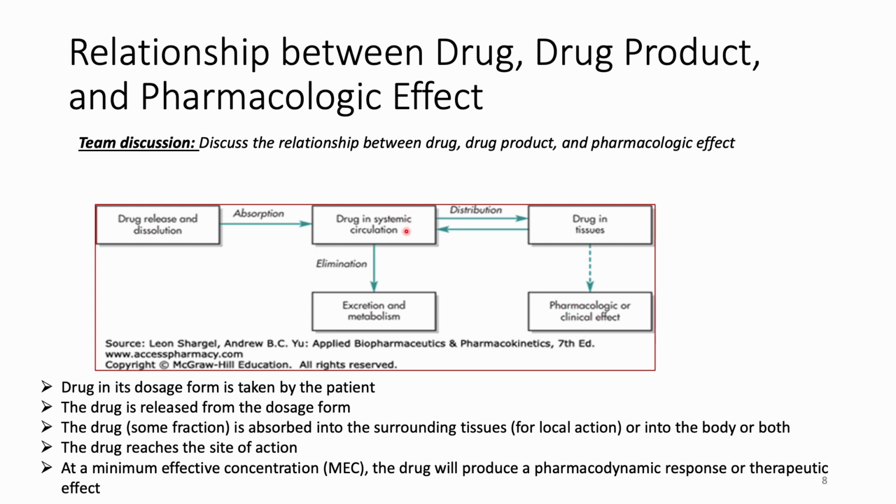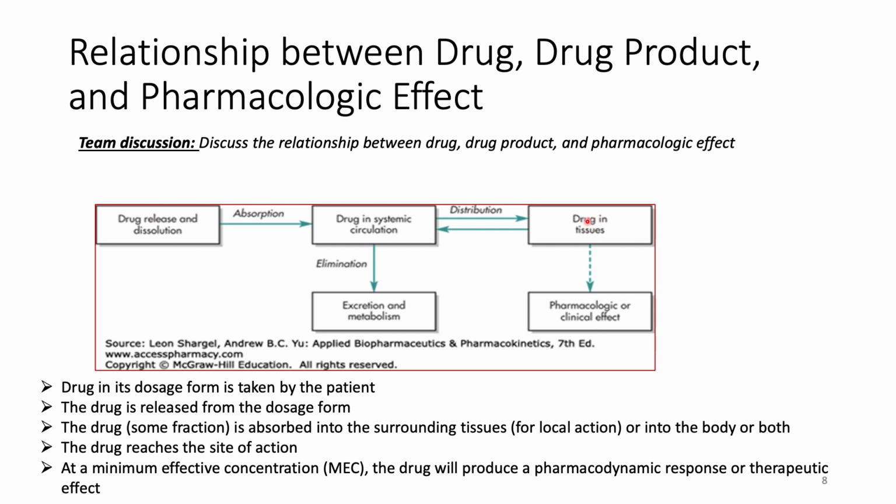Between the systemic side and the tissue side, there's always a movement of the drug between the two sides until it reaches the equilibrium state. At the equilibrium state, the drug will be excreted, or it can be metabolized and after metabolism, it can be excreted. And this combined process of excretion and metabolism is called elimination.